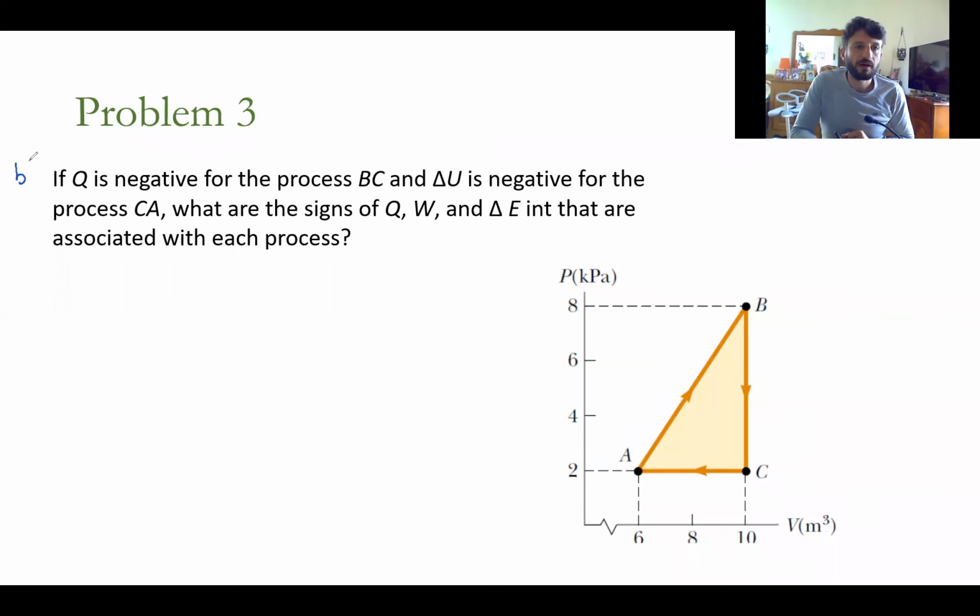Second part, part B. I give you that QBC is negative and delta U of CA is negative. I want to find the sign of Q, omega, and delta E for each process. So here we have B, C, C, A, and A, B.